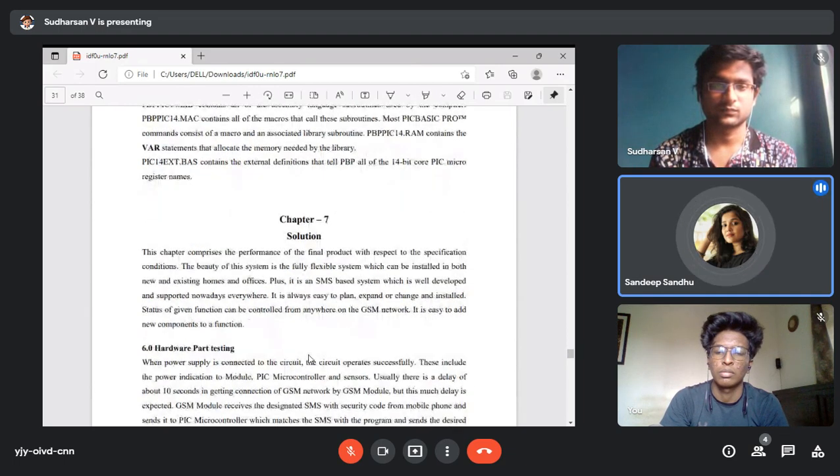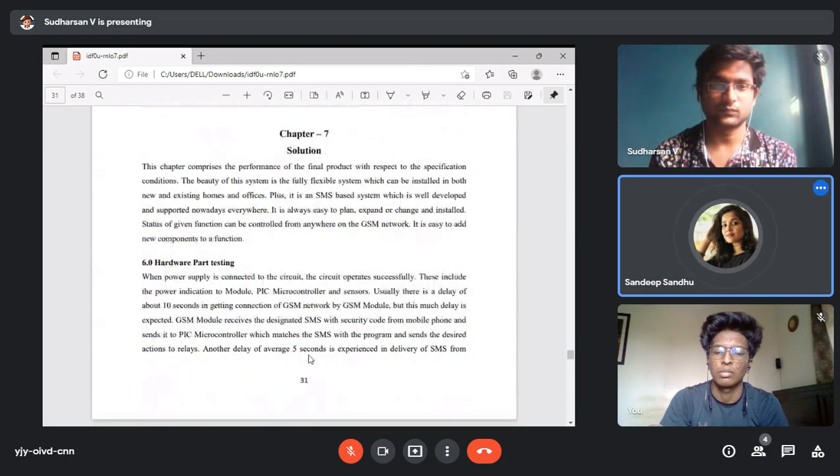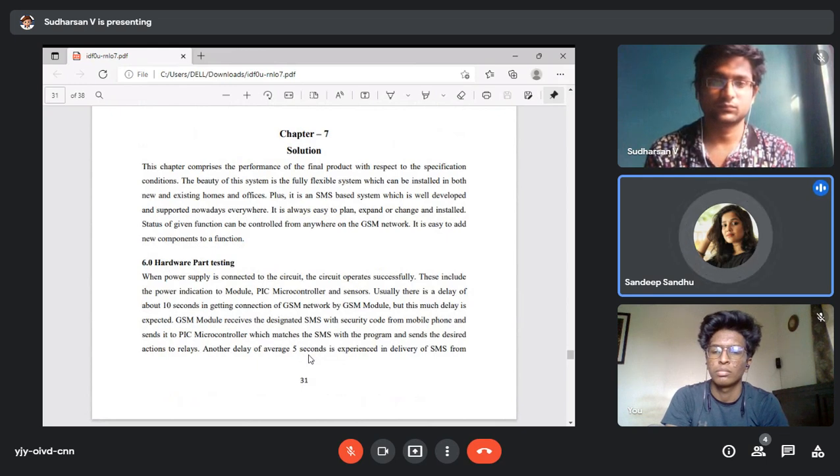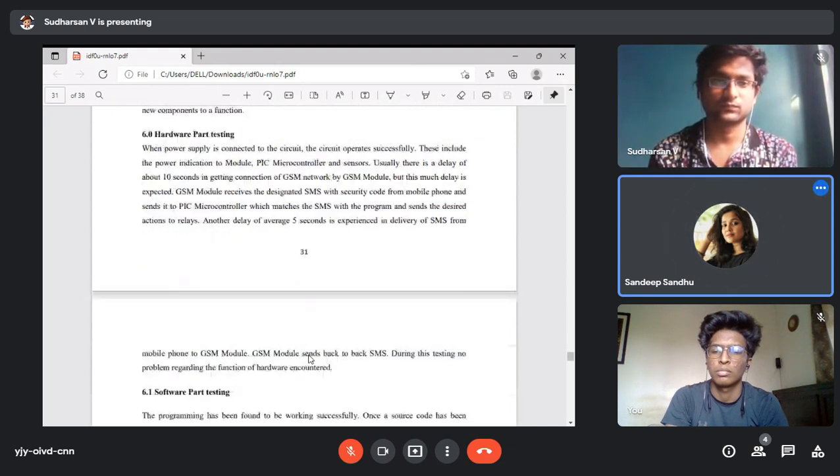Chapter 7 Solution. The chapter comprises the performance of the final product with respect to the specification. The beauty of the system is that it is fully flexible and can be installed in both new and existing homes and offices. Hardware part testing. When the power supply is connected, the circuit operates successfully. This includes the power indicator, the modem, PIC microcontroller and sensor.